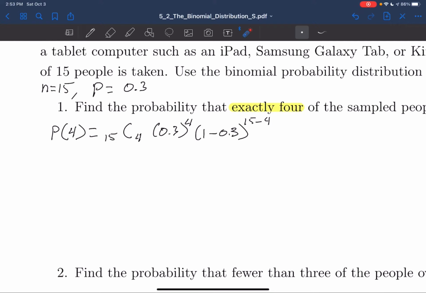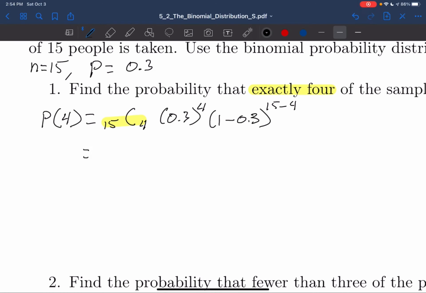So let's consider this one here. 15 choose 4. Again, if you forgot how to compute this, go back to section 4.4 and it should be there. So this is just 15 factorial over 4 factorial times 15 minus 4 factorial, times 0.3 to the power of 4 times 0.7 to the power of 11, because 1 minus 0.3 is just 0.7 and 15 minus 4 is just 11.